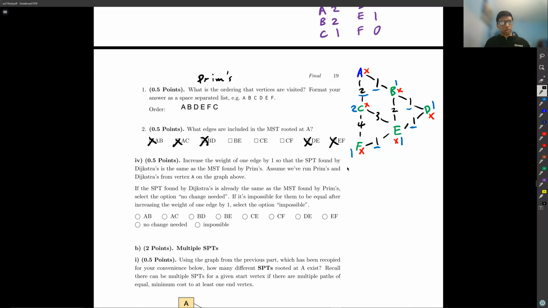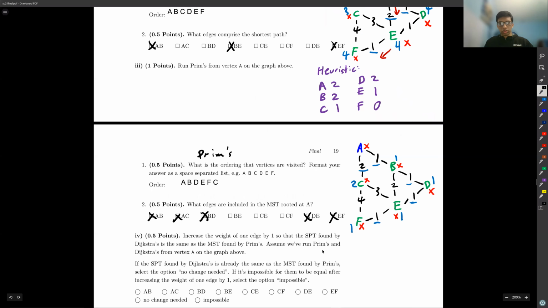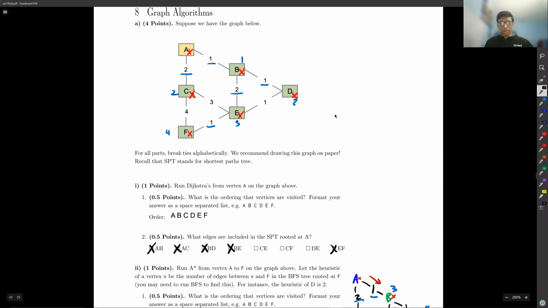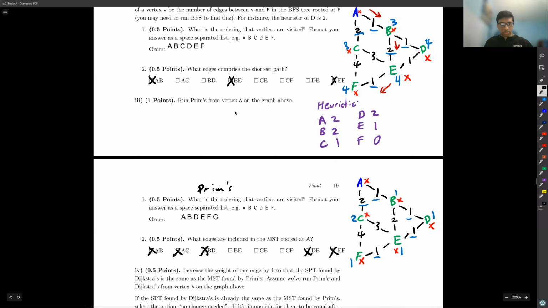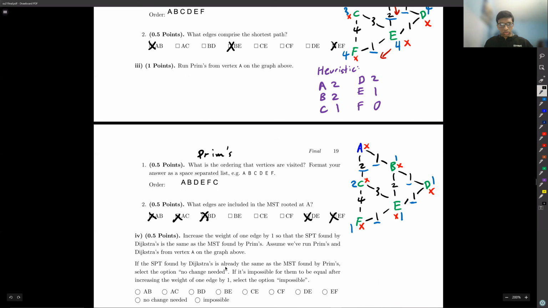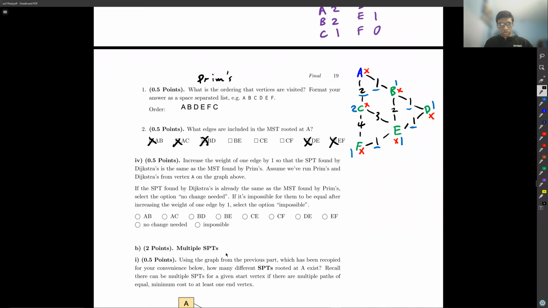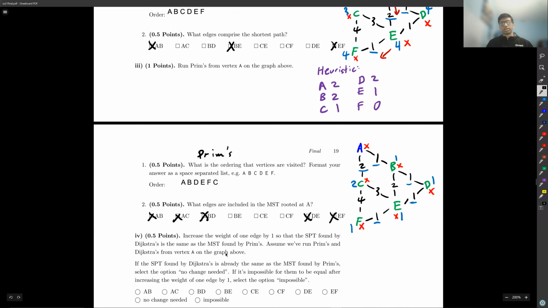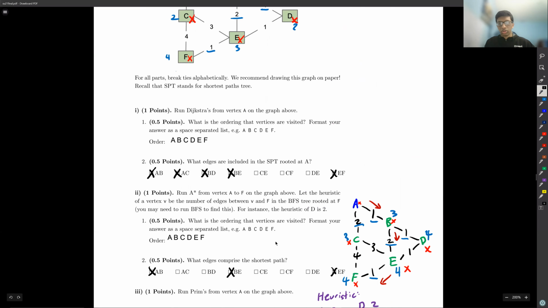Now we need to increase the weight of one edge by 1, so the SPT found by Dijkstra's is the same as the MST found by Prim's. So what is the difference between the SPT found by Dijkstra's and the MST found by Prim's? Well, if I scroll up, the big difference is in this BE, right? So we need a way to convince Dijkstra's to go the Prim's route.